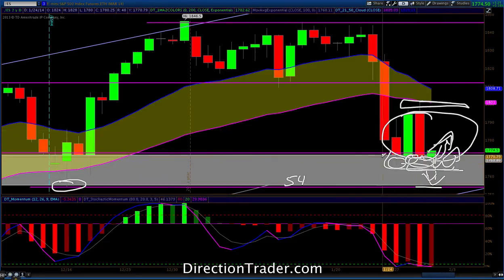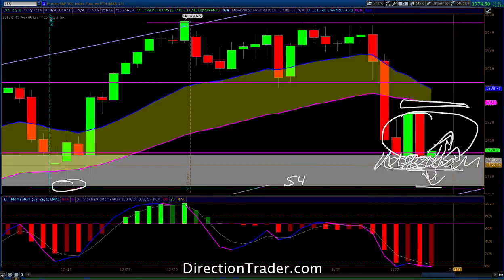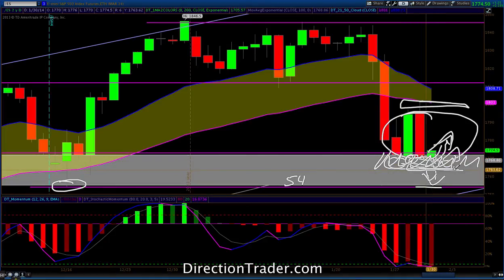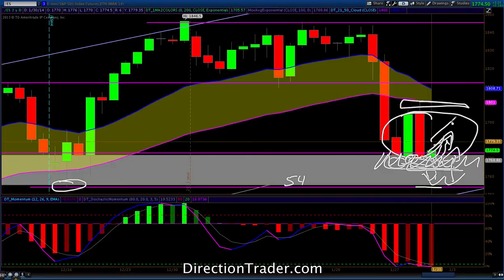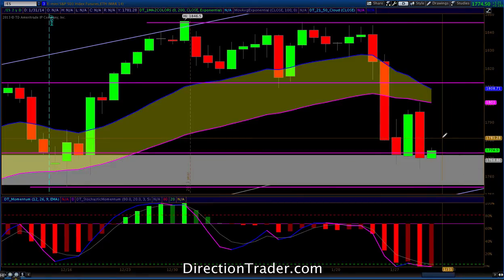So basically, take your foot off the gas to the downside in this area, wait for a break of price structure, then trade it to the short side. If not, plenty of room here to trade to the upside from an intraday standpoint.